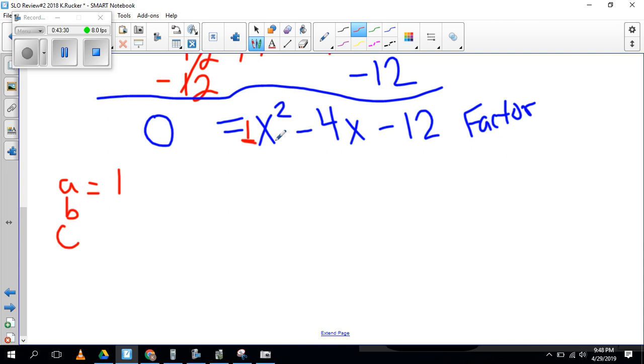B is going to be the number in front of x. So the number in front of x is negative 4. And don't forget about the signs. Negative 4. C is always a number by itself. It's going to be negative 12. Then we come over here, and we're going to factor our C. So we just list numbers 1 through 9.